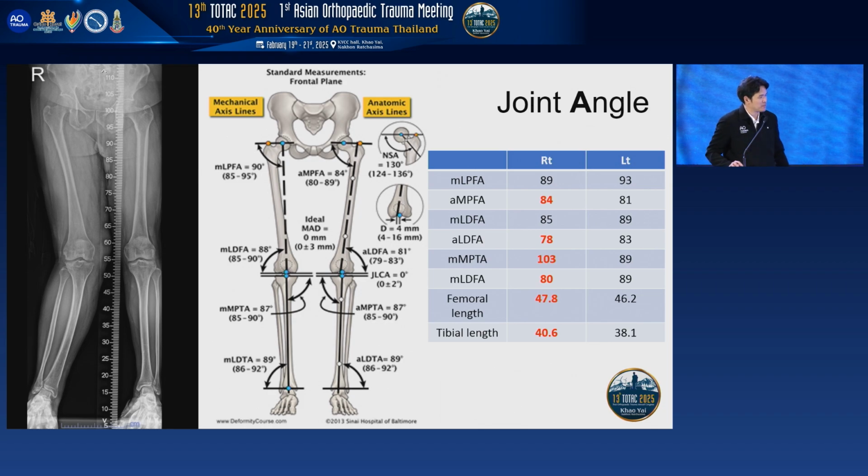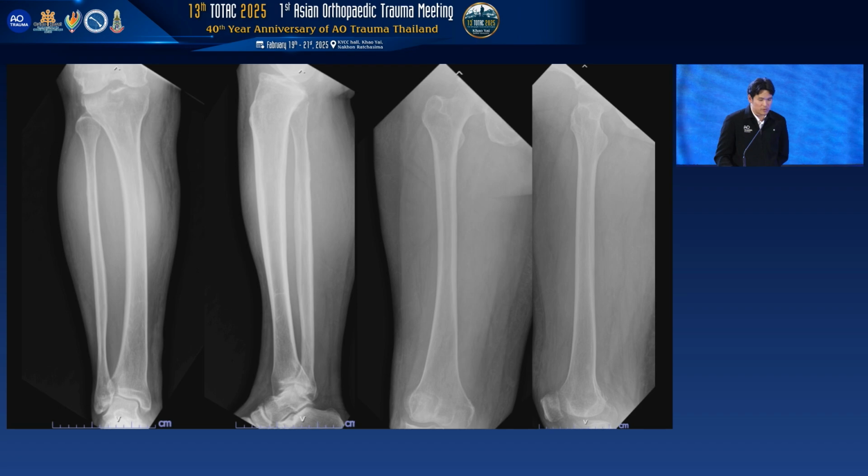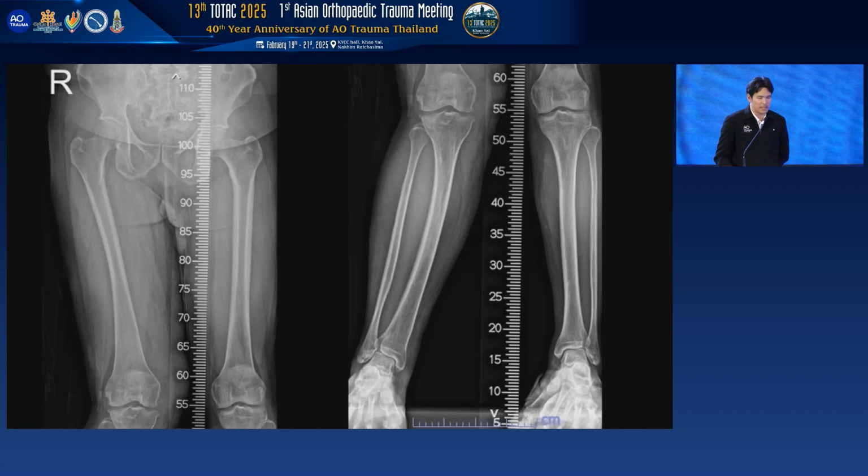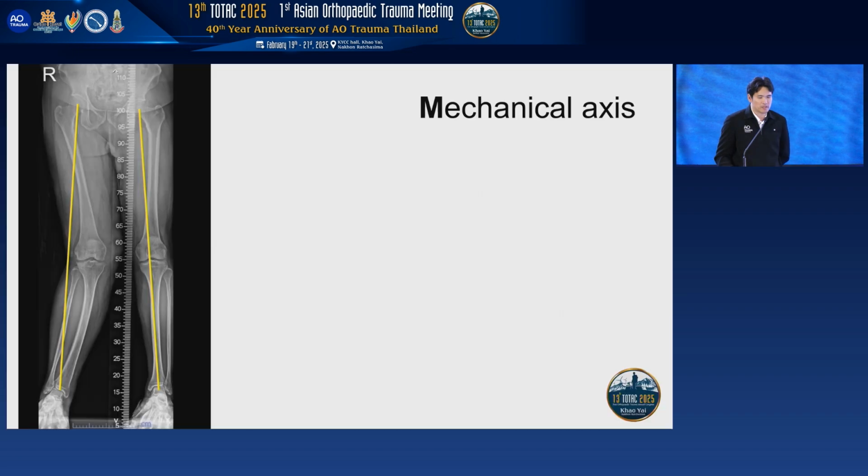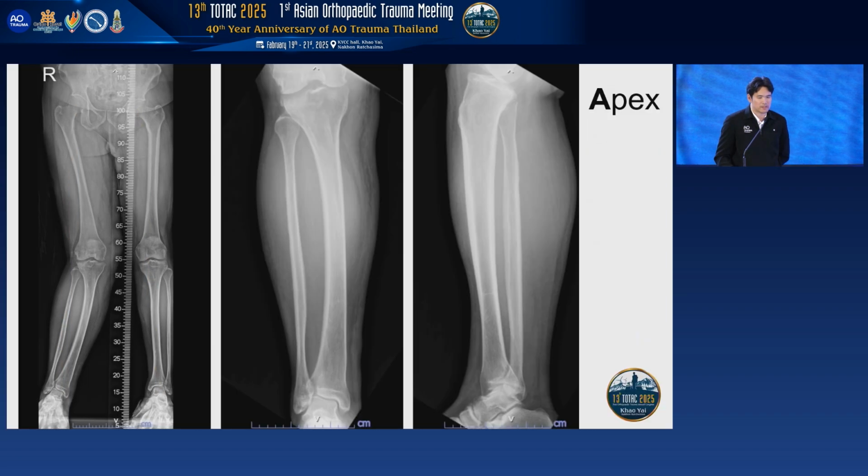You do them together. If you're doing acute correction, you do it together. Yeah. This is the whole tibia and femur X-ray, and I will show you the deformities again. So I try to evaluate for the apex.